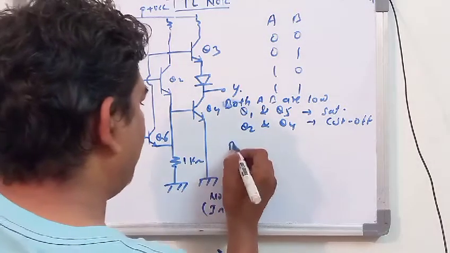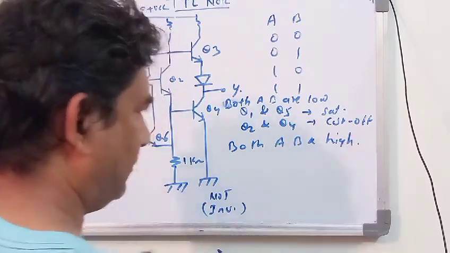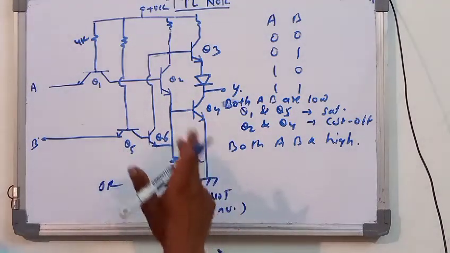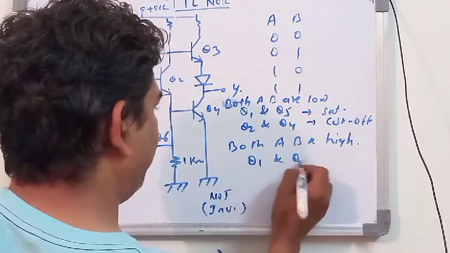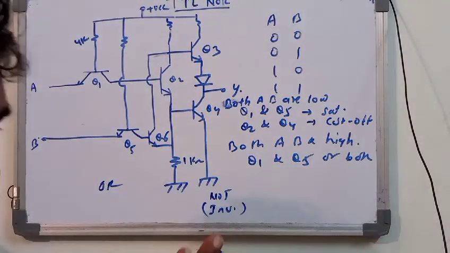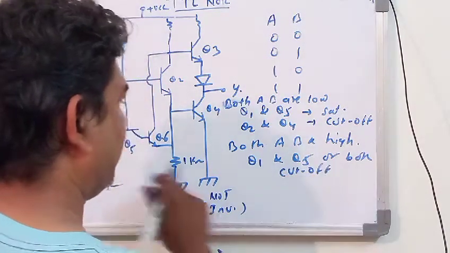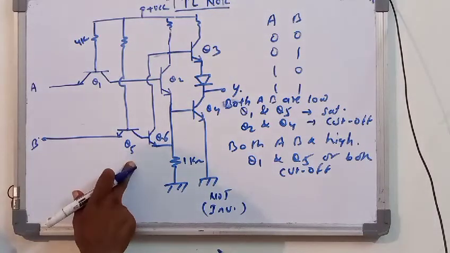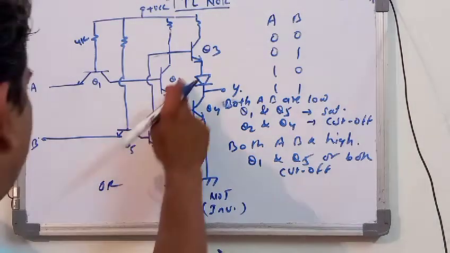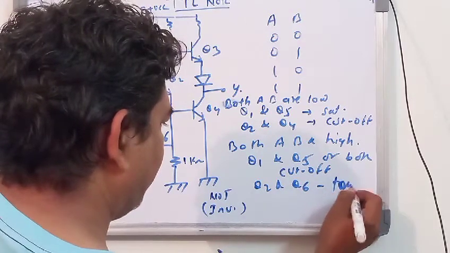Now, when both A and B are high, can you tell me what will be the condition? When both this particular A and B are high, the Q1 and Q5 both will be in cutoff. Okay, so it is in cutoff. This Q1 and Q5 is in cutoff, and at that particular instant Q2 and Q6 will be turned on.